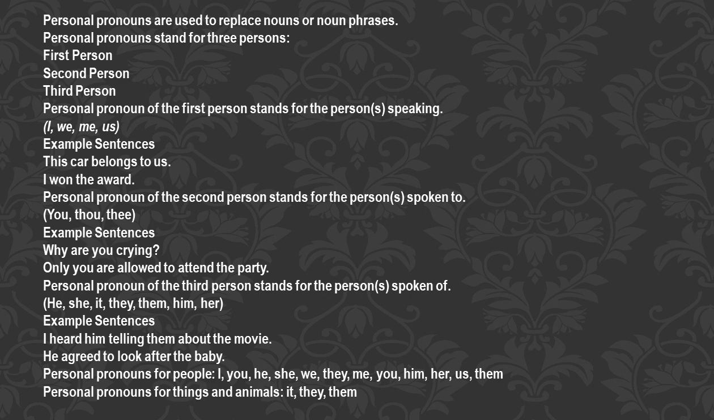Personal pronouns for people are like I, you, he, she, we, they, etc. And for things and animals, we use it, they, and them. Yes, so let's move to the next one.